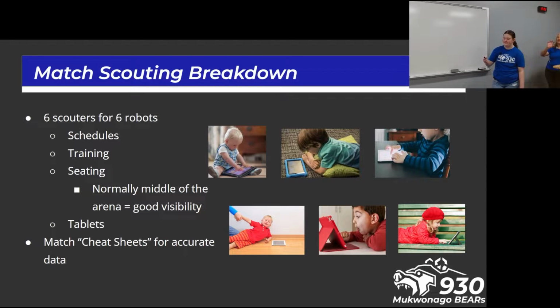So to clarify, each kid gets a different tablet: red 1, red 2, red 3. They're supposed to scout position 1, but sometimes they don't know which position one is, and like she said, they scout the wrong robot.